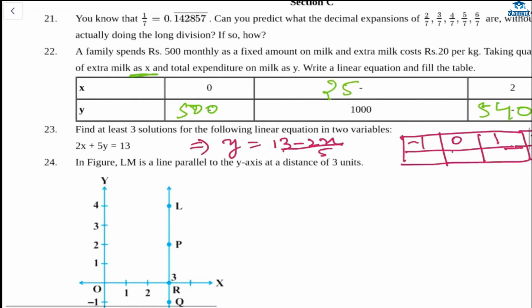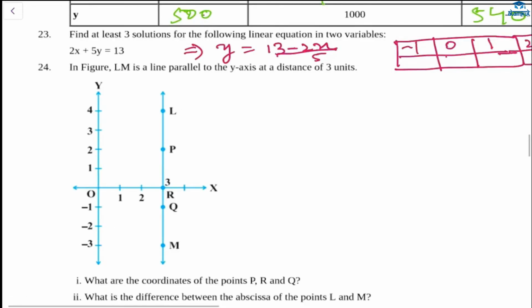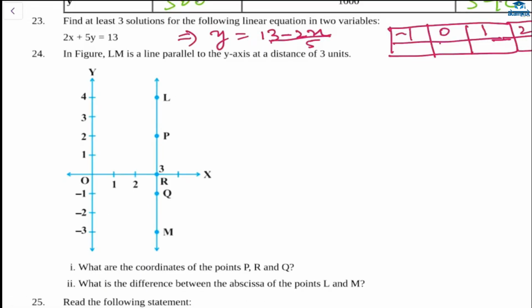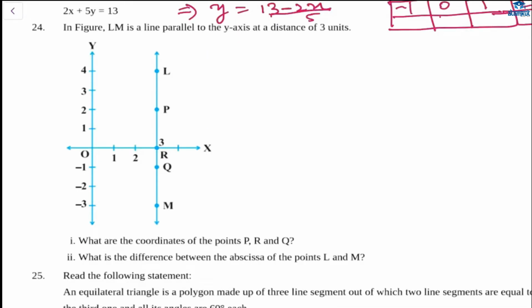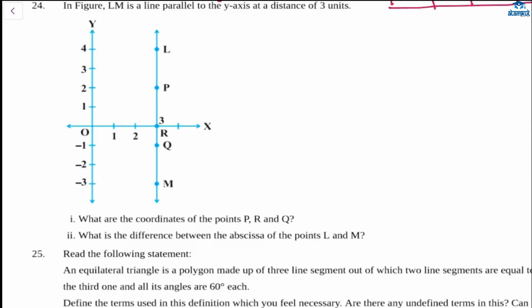Okay, now question number 24. I think it's not at all a tough question. In the figure, LM is a line parallel to the y-axis at a distance of 3 units. Now you have to tell what are the coordinates of points P, R, Q. Everybody can do this question? Yes, ma'am. What is the difference between the axis of the point X and Y?